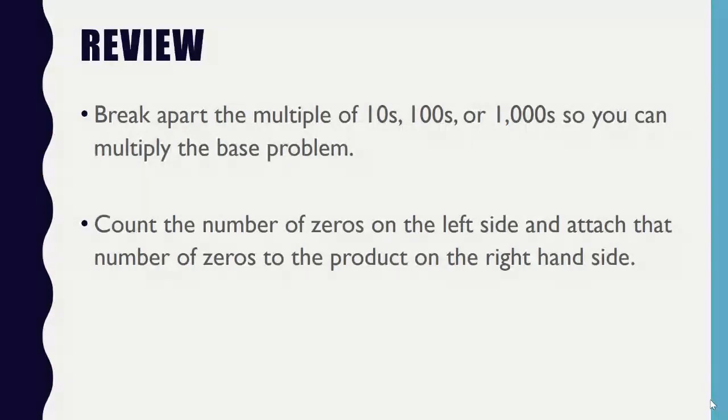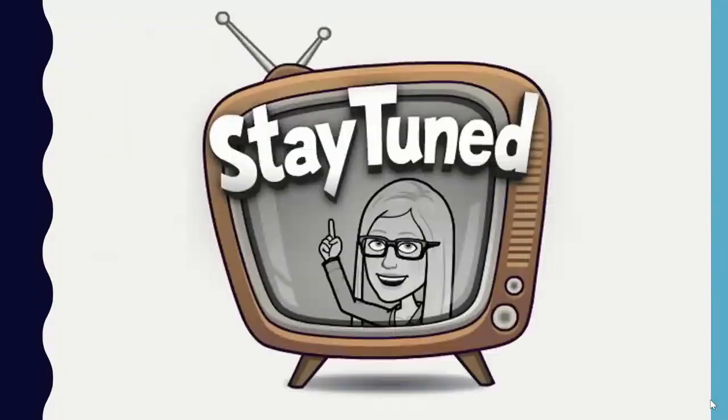In review, when you're given multiplication problems where there are multiples of tens, hundreds, or thousands, you can break apart the multiplication problem into the base problem. Once you do the multiplication of the base problem, you can count the number of zeros on the left side and attach that number of zeros to the product on the right-hand side.